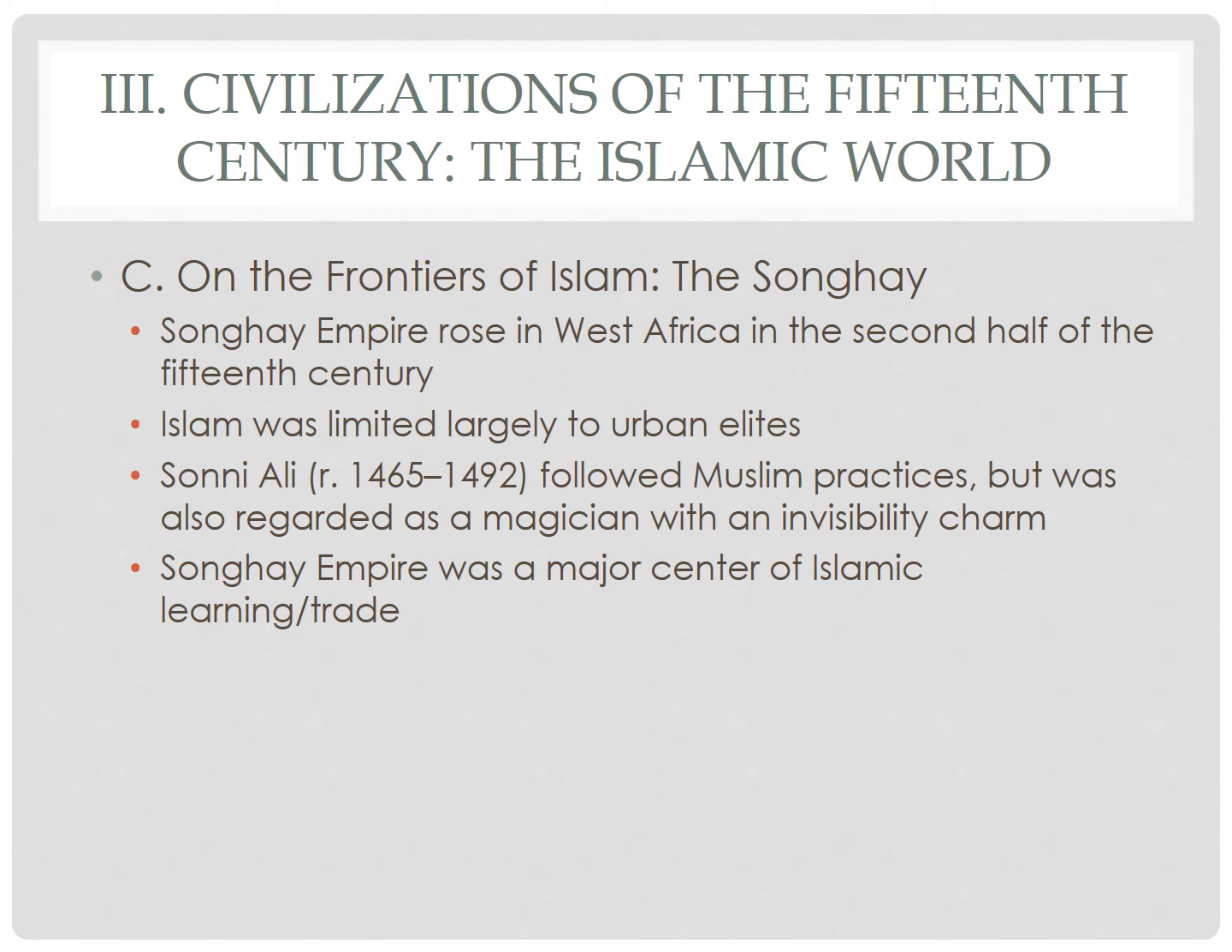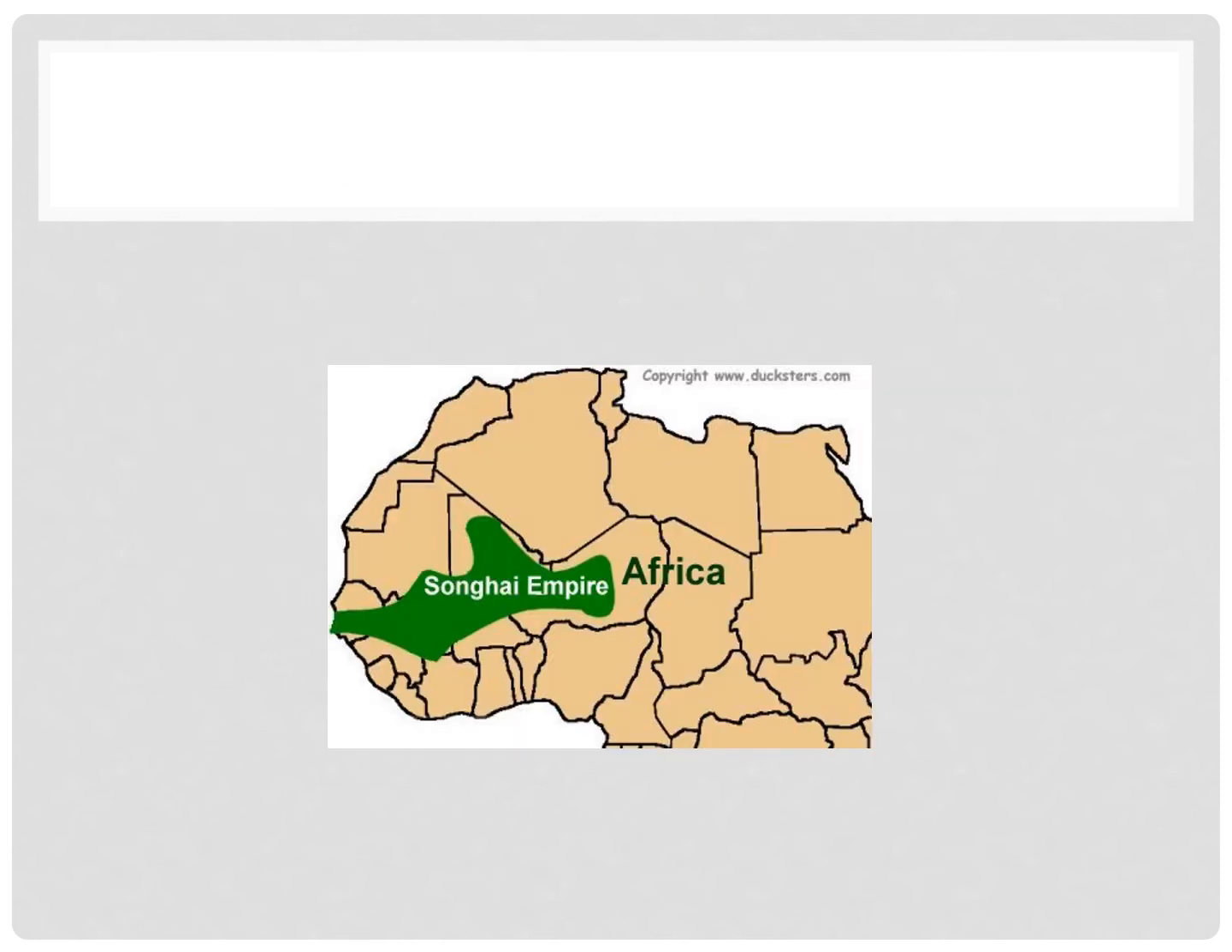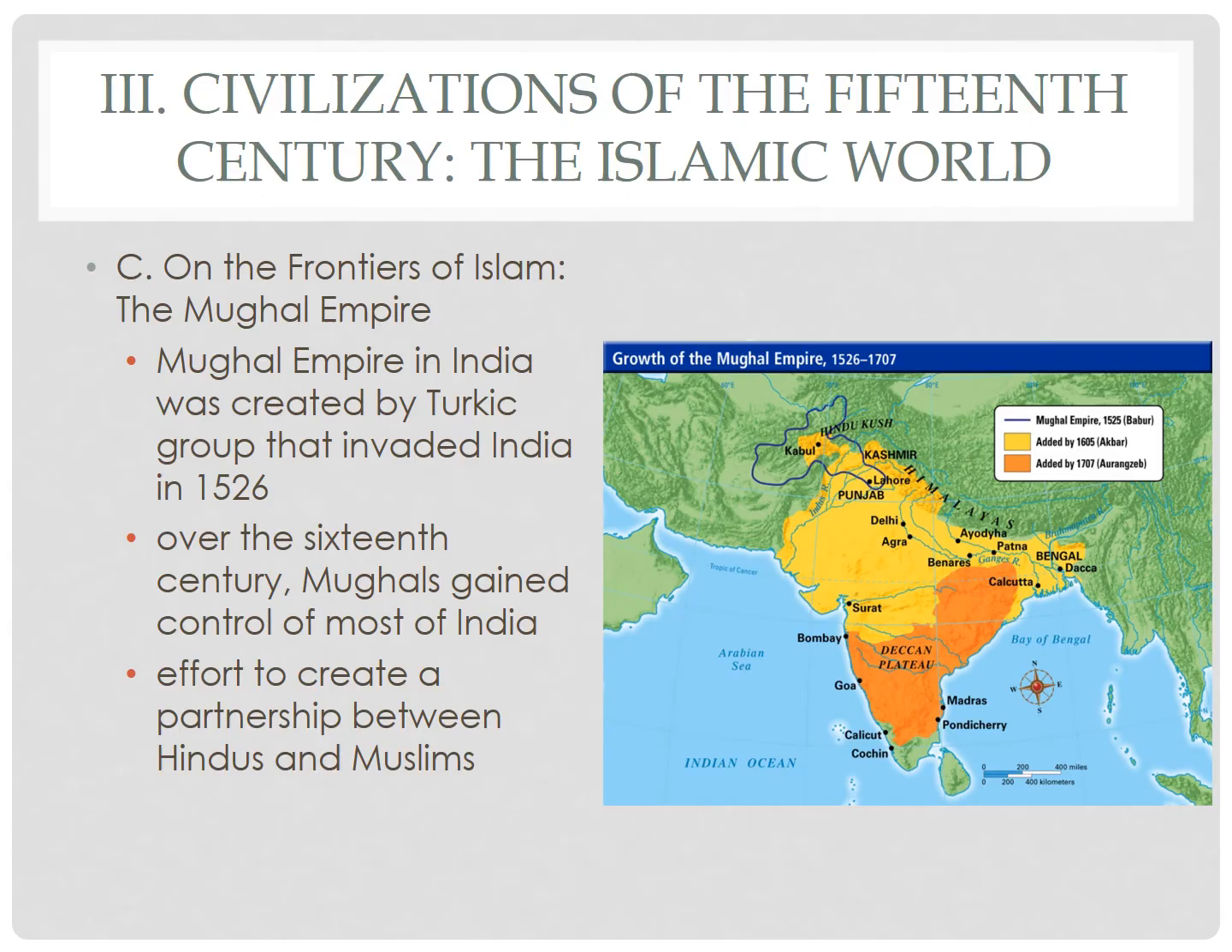And Songhai was a major trading center of Islamic learning and trade. So again, we tend to think of these big Islamic empires, and you tend to think of the Ottoman Empire in the Middle East, but there were other Muslim empires in Africa which promoted Islamic learning and the faith. So again, that would be located in West Africa.